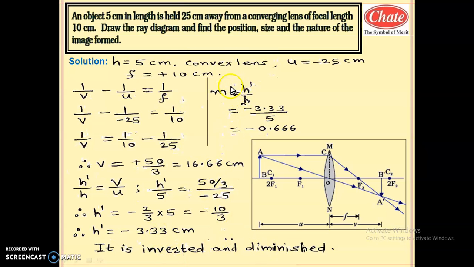Let us calculate the magnification also. Magnification is H dash by H. So here magnification H dash value is minus 3.33 and H is 5. Solving this, you will get minus 0.666. This is the magnification for this case.